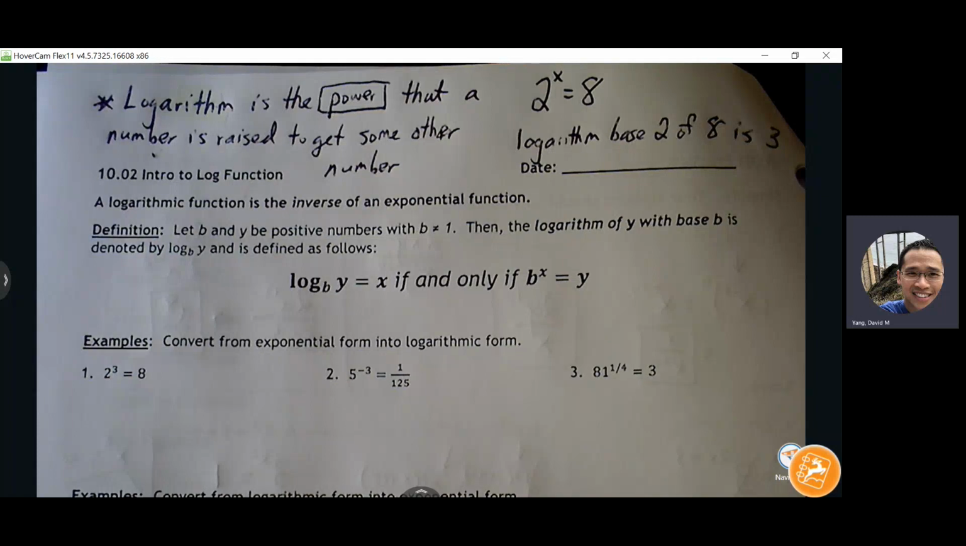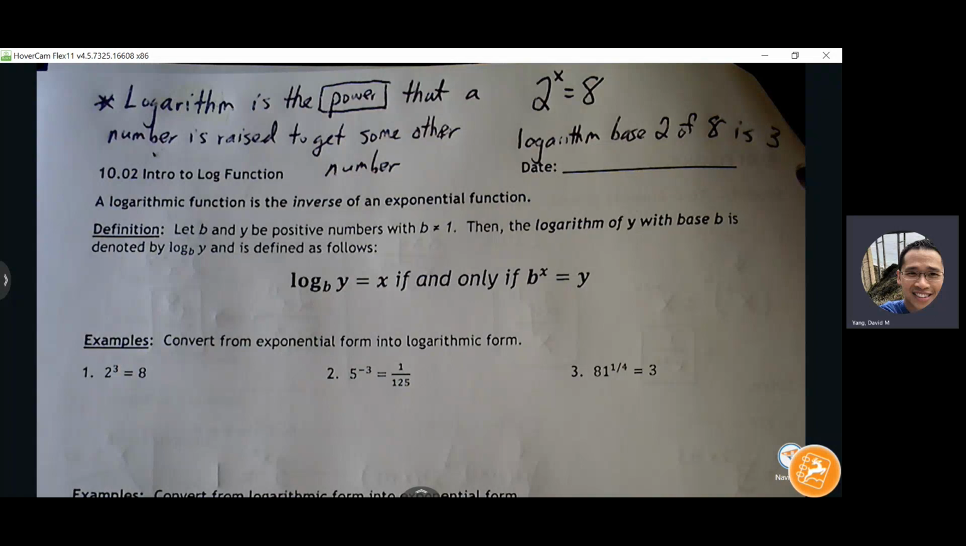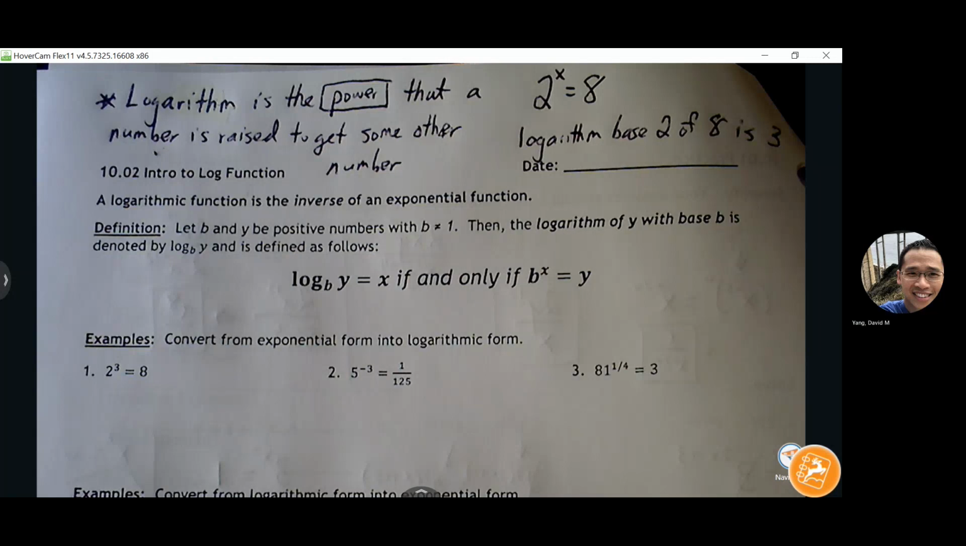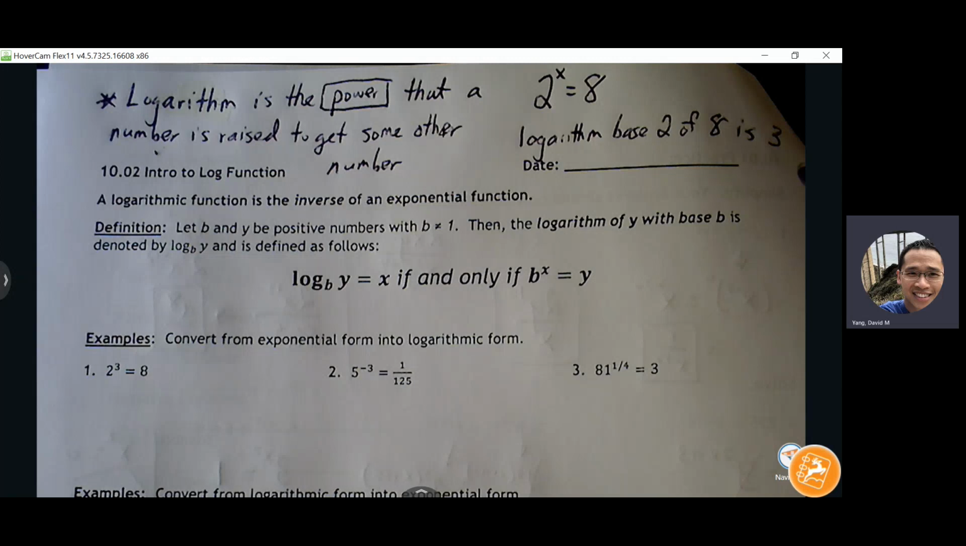Now, if it's a nice number that we can find, great, but if it's not a nice number, like 2 to the x equals 9, right? We know it's somewhere between 3 and 4, but a logarithm allows us to find that exponent that otherwise would require a lot of guess and check. So logarithm is when you're trying to find the exponent, we're trying to isolate that exponent for an exponential function. Another way of saying it, a logarithm function is the inverse of an exponential function.